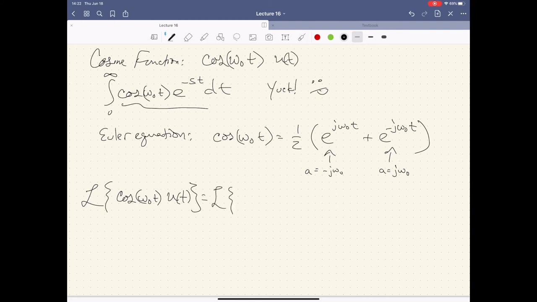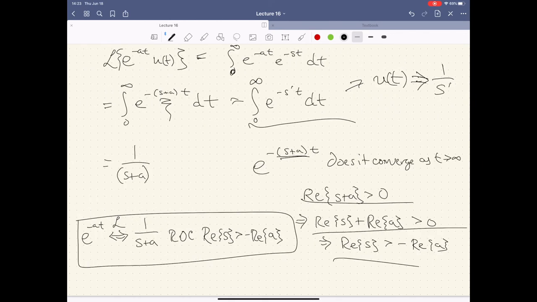Why can I do that? Well, by definition, it's just an integral. And we know that an integral can distribute over terms; we can break integrals up based on their constituent terms. So what I end up with here, and let me make a little bit more space, is 1/2 times the Laplace transform of e to the j omega naught t, plus the Laplace transform of e to the minus j omega naught t. Again, there's an assumed u(t) here, so don't forget about that. It's more important as we go along, but not important here. And we just use that old formula we just derived, and we just let a equal that thing.